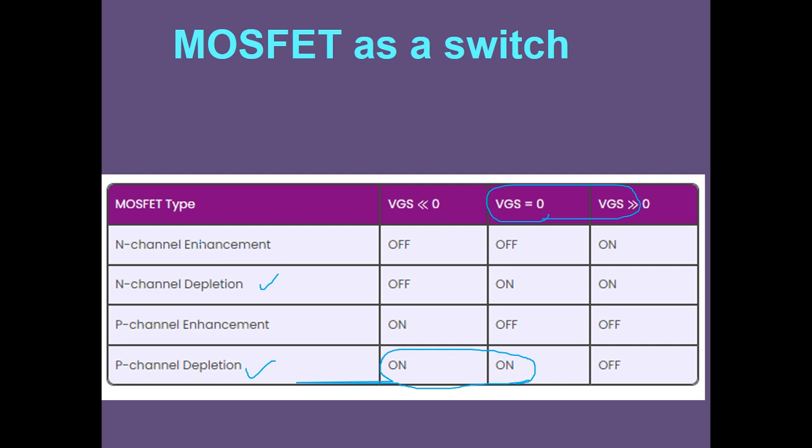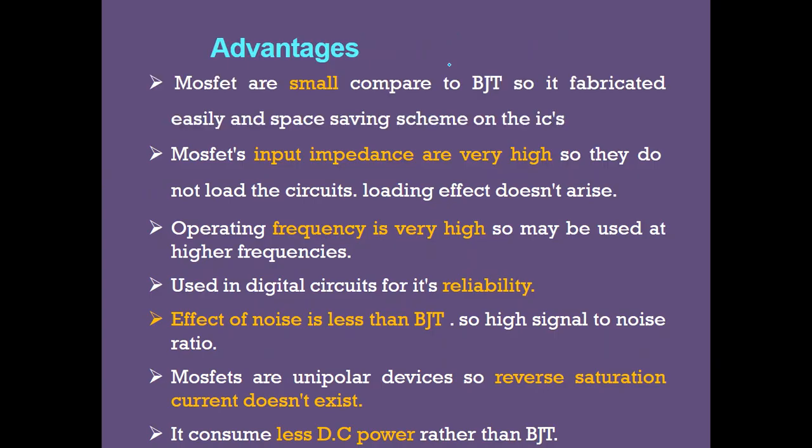Similarly, for your N channel and P channel enhancement, the condition would differ. That is quite opposite to this, right? So based upon this summary, we can utilize the MOSFET as a switch. And these are a few advantages of your MOSFET. It is smaller in size, occupies less space, has tremendously high input impedance, and therefore the operating frequency is high, good reliability, lesser noise, no reverse saturation current. Since the MOSFET is a unipolar device, it consumes less power.